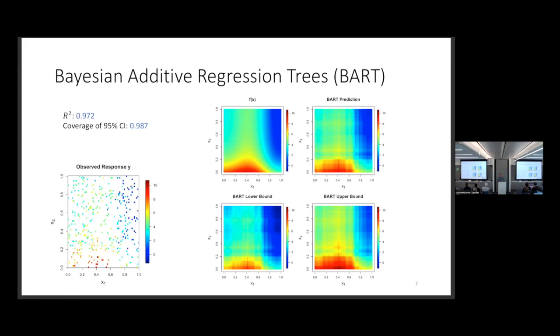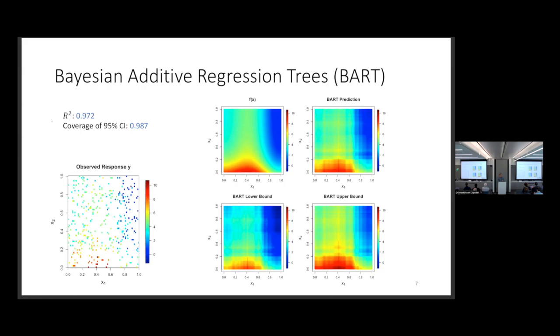And so since this is a 95% interval, you would hope that the coverage of that interval would be about 95%. And if we evaluate that, it turns out to be over 98% in this particular case. And so we're actually overcovering a little bit, meaning that the intervals are a little bit wider than they should be. But this can be calibrated by changing the parameters of the prior distribution.